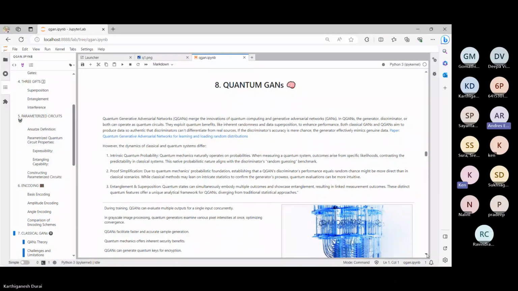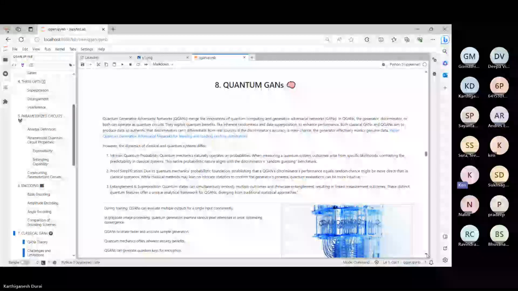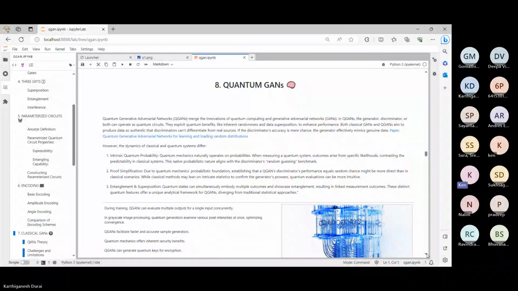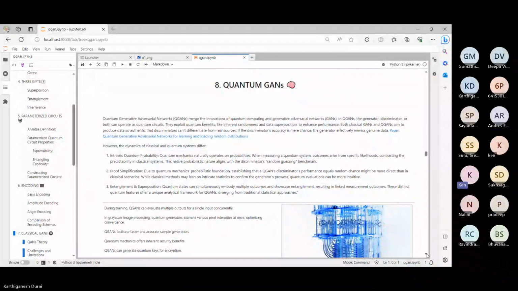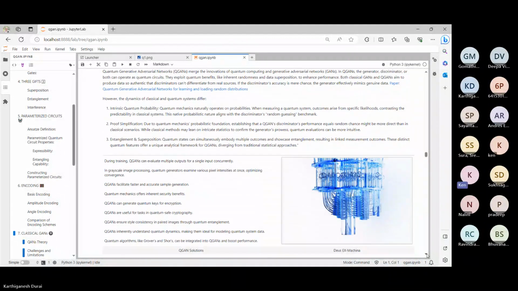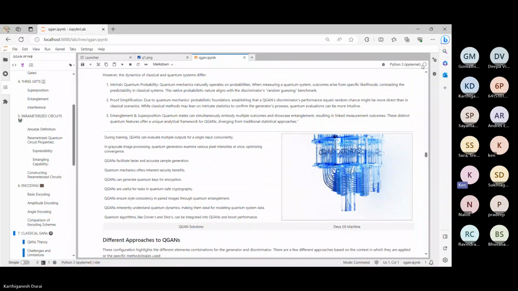Now, one thing to note is the dynamical differences between these two. So, intrinsic quantum probability. We have them listed here as 1, 2, 3. For the first one, intrinsic quantum probability: quantum mechanics naturally operates on probabilities. This native probability aligns with the discriminator's random guess and benchmark. So this is where that power is going to come from. We're not bounded by limitations in terms of pseudo-randomness, but we have random guesses.